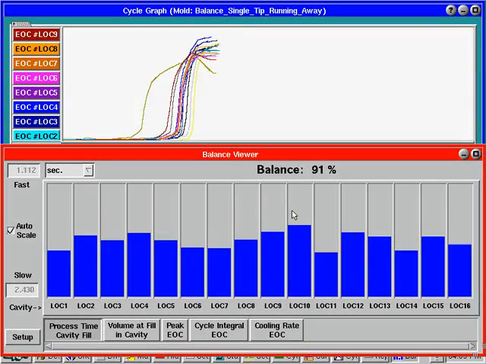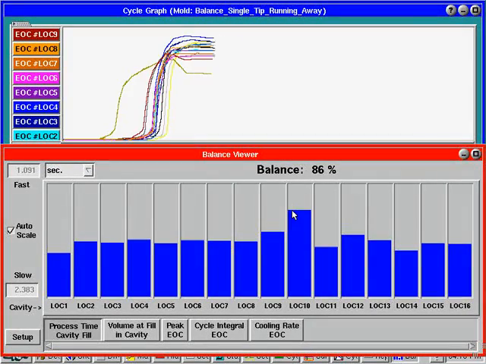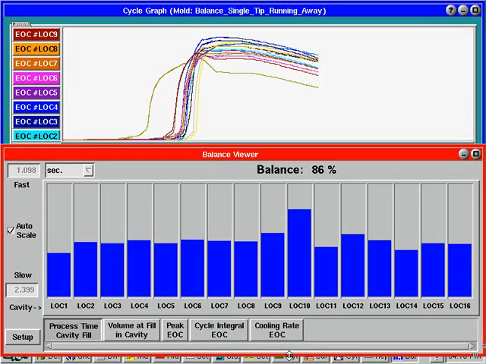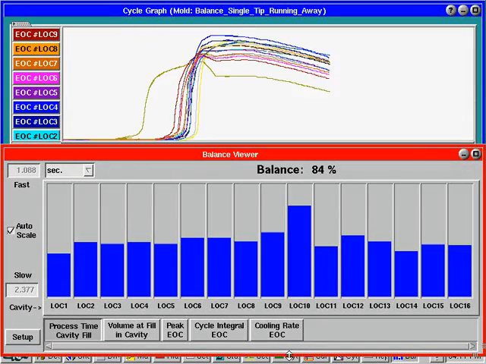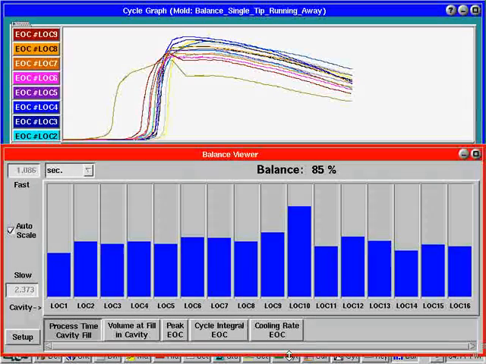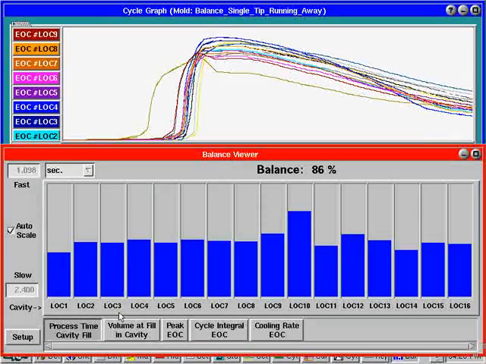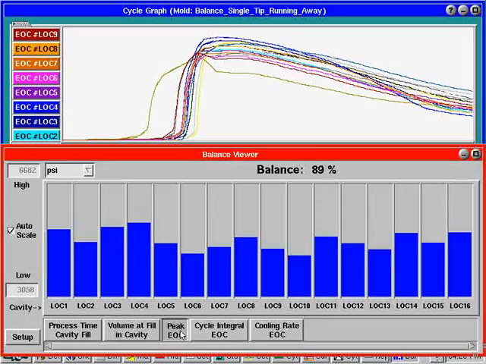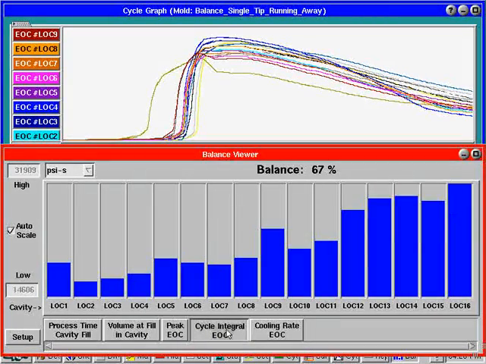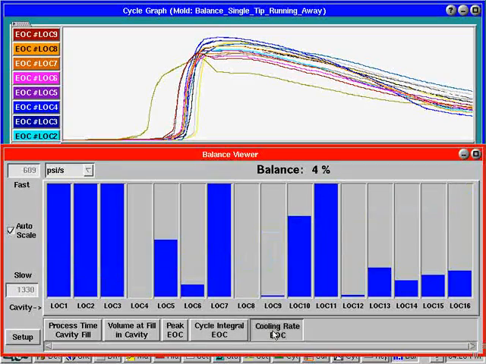Here is an example of a mold running with reasonable balance in a rogue cavity. As a quick diagnostic tool, you can use the balance viewer to identify which cavity is the offender and decide whether it needs maintenance or adjustment. Notice that the other values show quite a different pattern of balance that is not related to the fill time. The cooling rate balance is terribly messy. This may be due to real cooling differences or to differences in the filling and packing of the cavities.